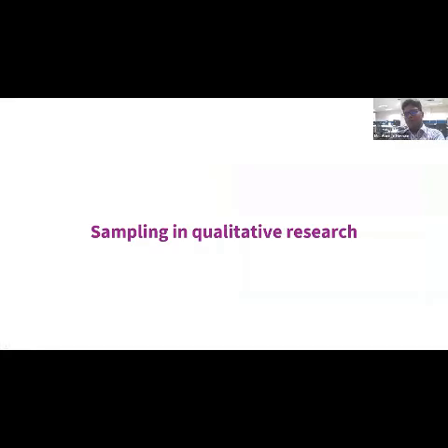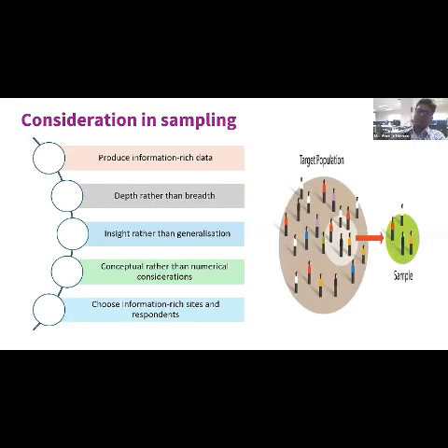Now we are going to talk about the sampling procedure of a qualitative study. In our last session, some of our participants wanted to discuss it, but due to our time limitation, we were unable to. So this is our time to discuss why we consider sampling in qualitative research. In qualitative research, sampling is usually used to get rich data rather than breadth.